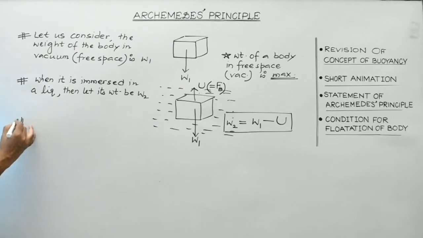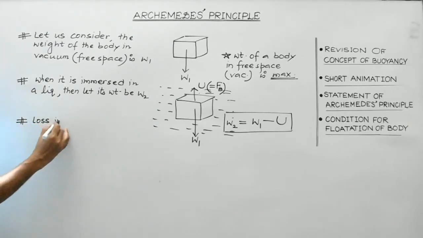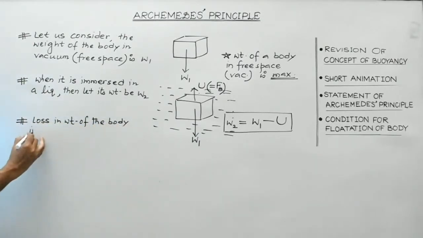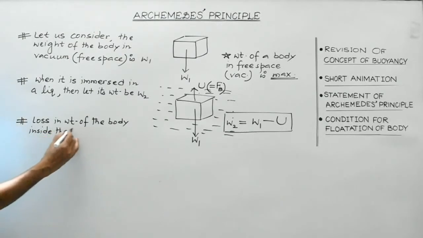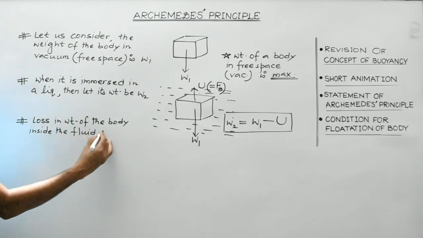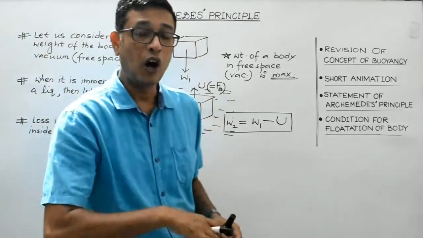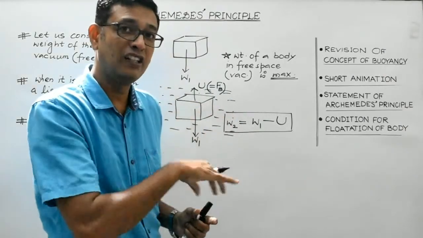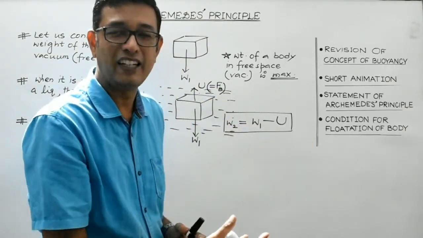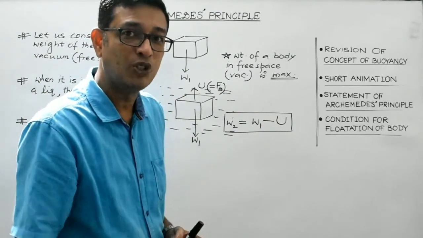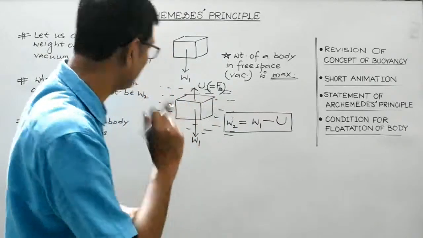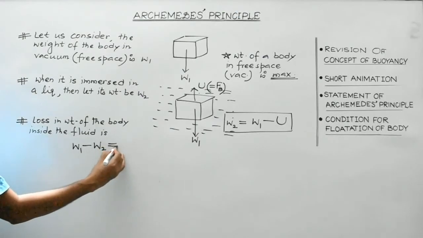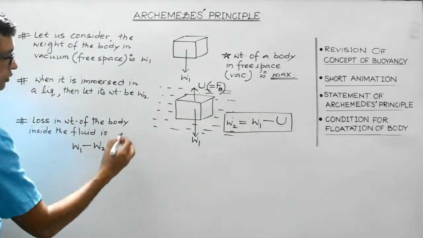Therefore, students, third important point, the loss in weight of the body inside the fluid is how much the weight of the body is decreasing. That will be W1 minus W2. Earlier it was W1 in air or vacuum. Now inside liquid its weight has become W2. So what is the loss in weight? W1 minus W2. So loss in weight would be W1 minus W2. This is the loss in weight. And W1 minus W2 will be equal to U.